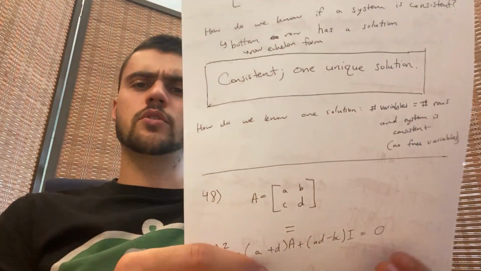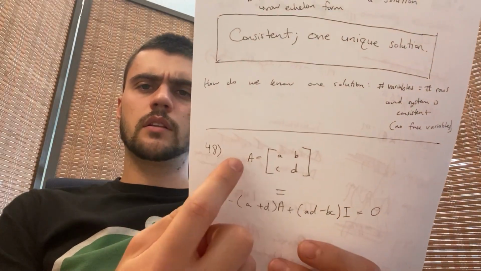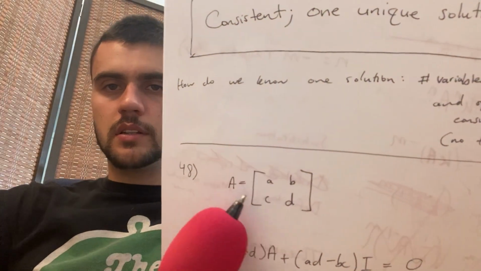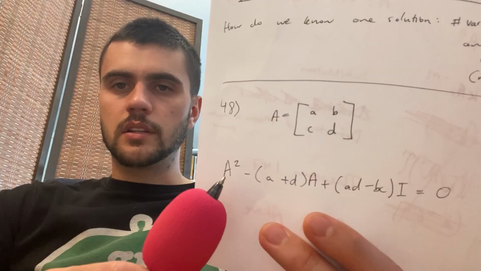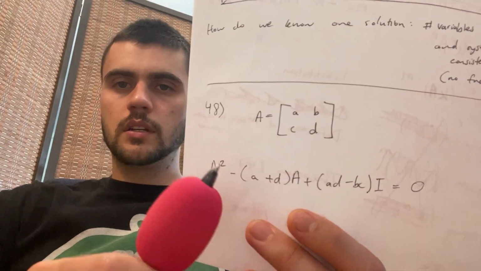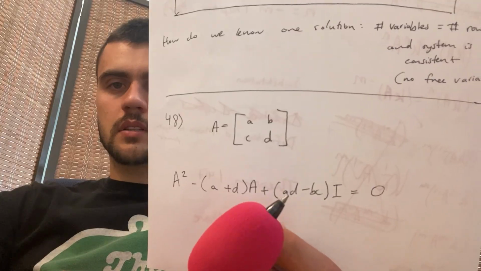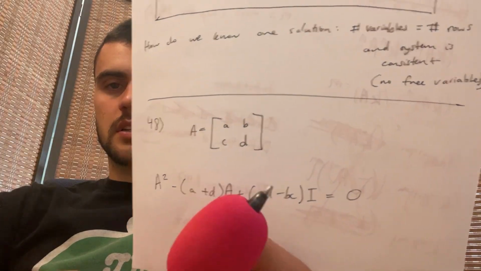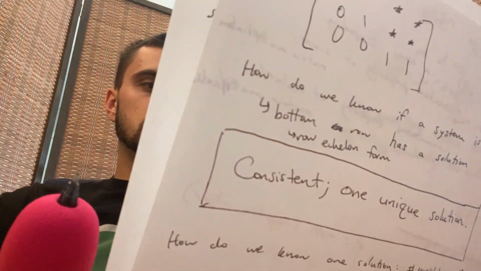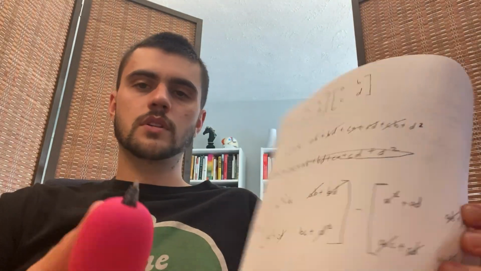Pretty confident on that. Then this next one was like show again. It wasn't prove, it was just show that, if A equals A, B, C, D, this equation is satisfied: A squared minus A plus D times A plus AD minus BC times I equals 0. So kind of just a little bit of practice on matrix manipulation and scalars and stuff.